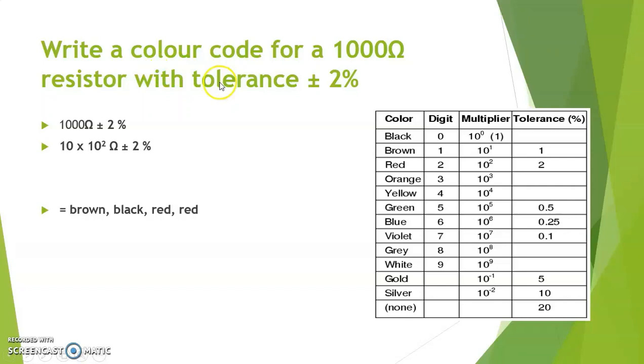Next question. Write the color code for a 1000 ohm resistor with a tolerance of 2%. As I told you earlier, you write the first 2 digits as such. The remaining terms you express as a power of 10. Here it is 10 raised to 2 because 2 zeros are remaining. Then plus or minus 2%. So 1 corresponds to brown, 0 corresponds to black, then 10 raised to 2, so 2 corresponds to red, and tolerance 2 again corresponds to red. So it is brown, black, red, red.